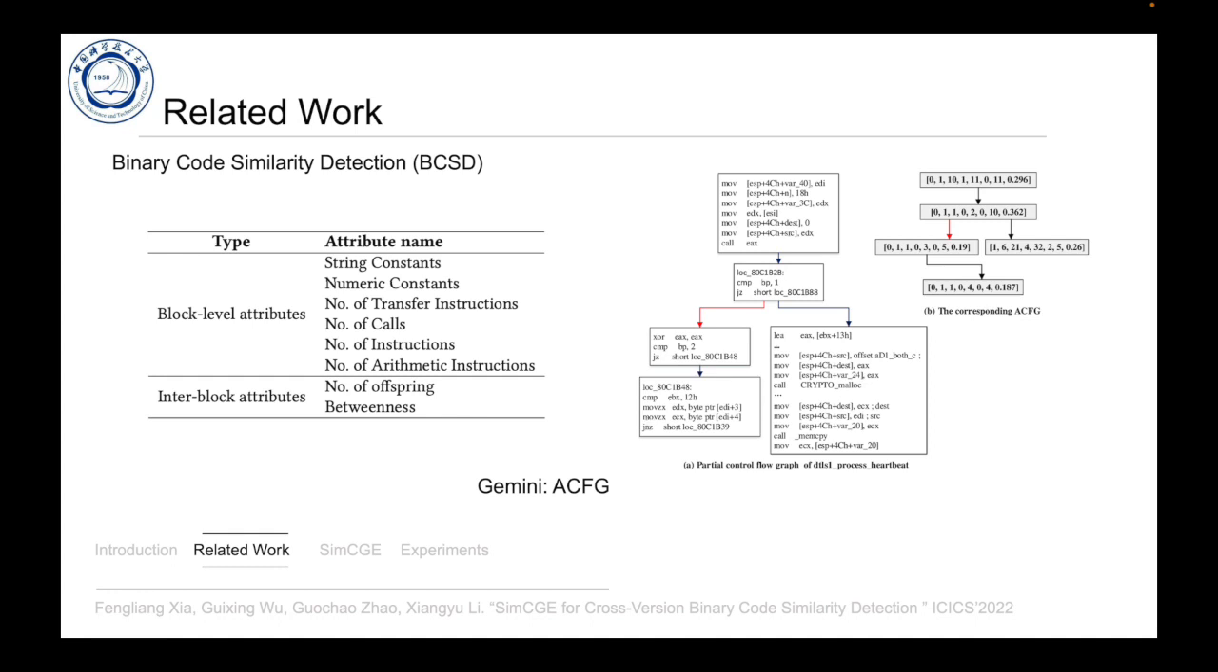Gemini is a classical method of BCSD because it first proposed a Siamese network and used an artificial method to construct node features in the control flow graph, and finally obtained the representation of binary functions through a simple graph neural network. The left picture shows some artificially extracted features of graph nodes, which include string constants, numerical constants, number of instructions, etc. The right picture is a semantic diagram of the artificially extracted features for the graph.